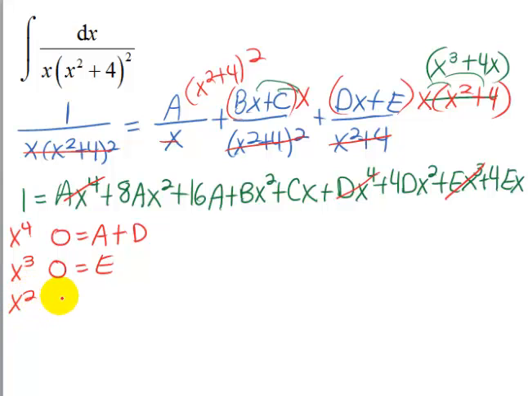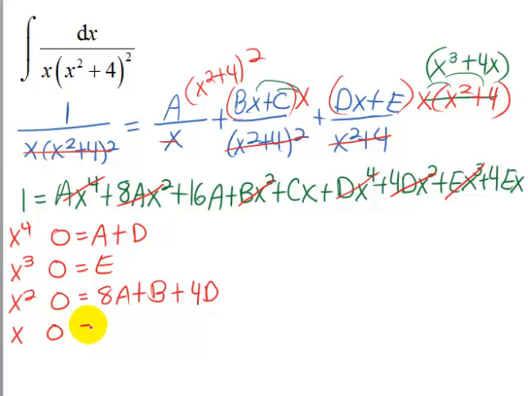Now I'm going to look at x squared, none on the left. On the right, I have an 8A on an x squared, plus a B on an x squared, and plus a 4D on an x squared. Now I'm going to look at x's, none on the left. On the right, I have C plus 4E. And then I'm going to look at the constants, so the things without x's in them. On the left I have 1, and on the right I have 16A.